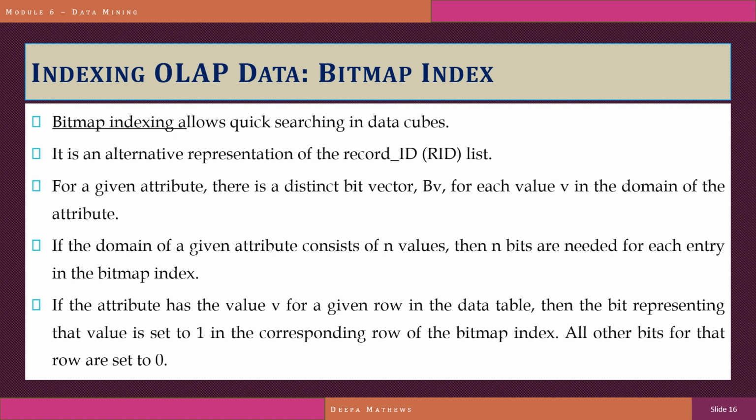And if the attribute has the value v for a given row in the data table, then the bit representing that value is set to 1 in the corresponding row of the bitmap index, and all other bits for that row are set to 0. Let's explain this concept with the help of an example.